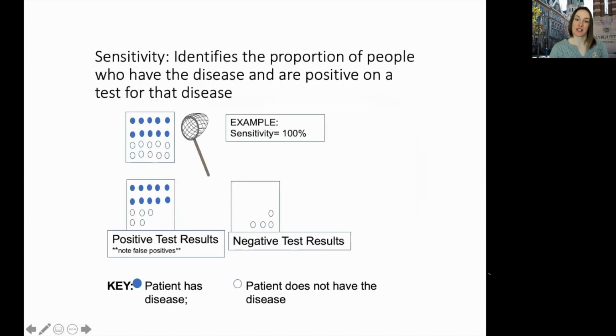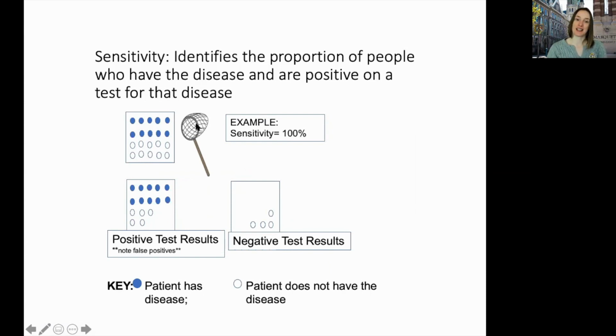And the sensitivity of a test. So that identifies the proportion of people who have the disease and are positive on the test for the disease. An example of something that's 100% sensitive means it picks up everybody that has the disease. It might pick up people that don't have the disease as well, though.